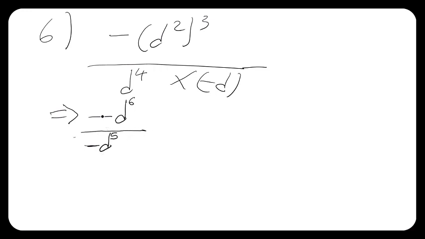So are you with me? So this cancels this. This becomes 3 raised to the power 6 minus 5, and then d raised to the power 1. 6 minus 5 is what? 1. So we have d.